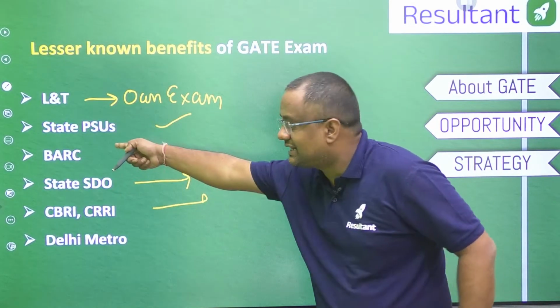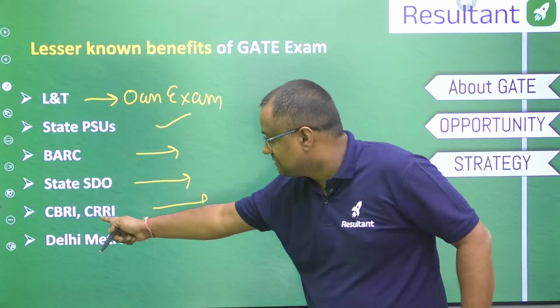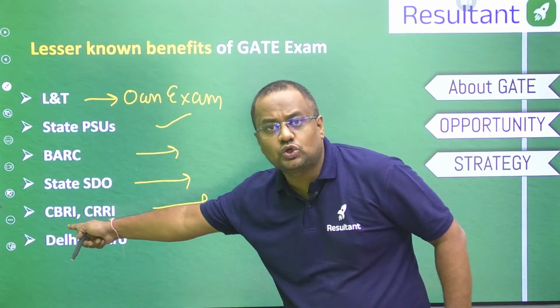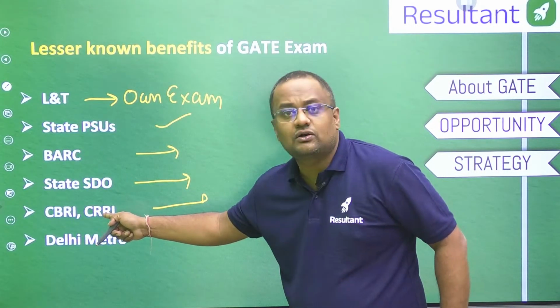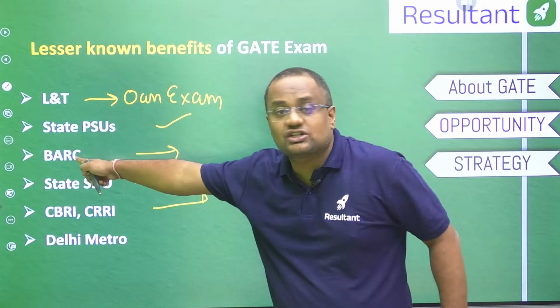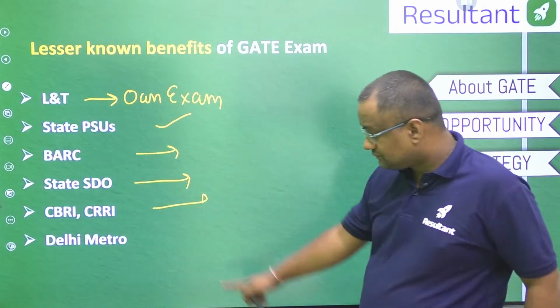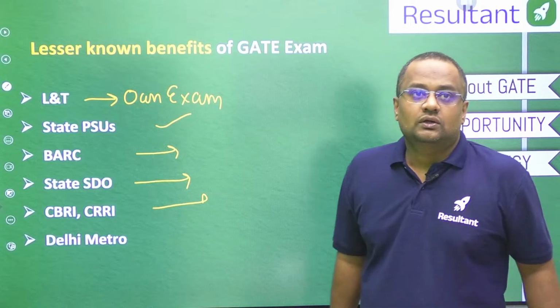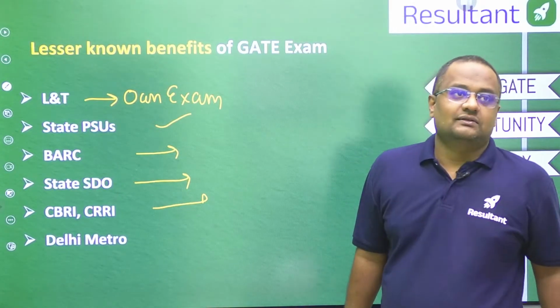CBRI, CRRI, like BARC, you go here for the scientists now. Similarly, CBRI, Central Building Research Institute in Roorkee, and CRRI, Central Road Research Institute, Delhi, Mathura Road, are recruiting scientists as BARC is recruiting through the GATE score. Delhi Metro. Okay, thank you, Anurag sir.